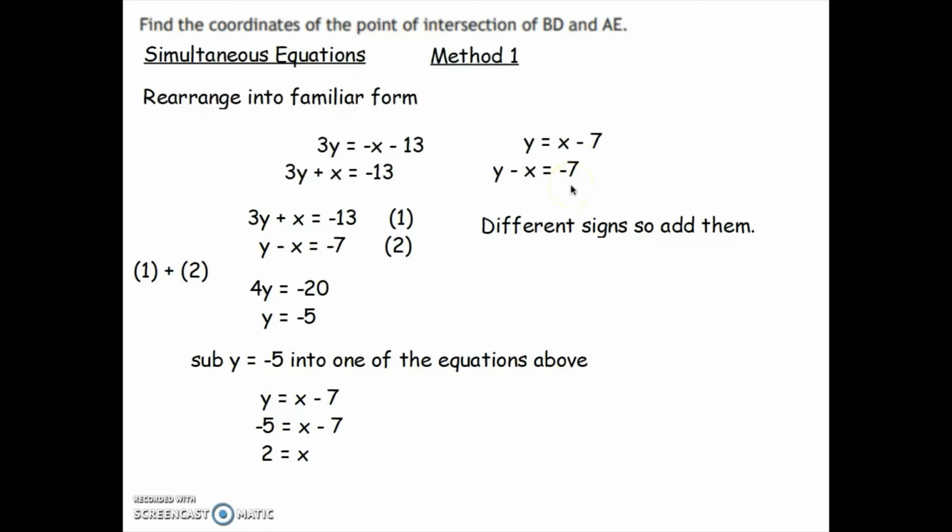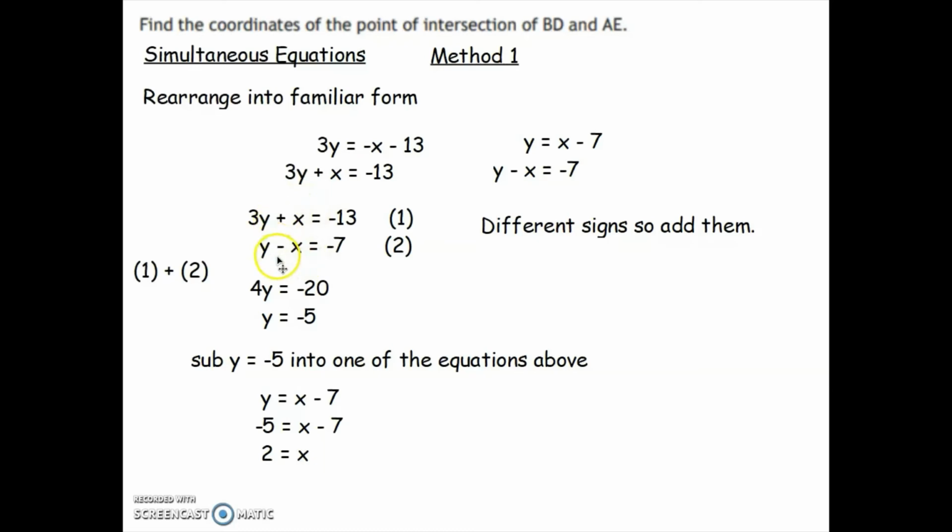Essentially, I'm just making it so that I've got the y and the x both on the left-hand side, as you would see in National 5. I put those 2 together. 3y plus x equals negative 13. And y subtract x equals negative 7. And I label them 1 and 2. Now, I want to eliminate.